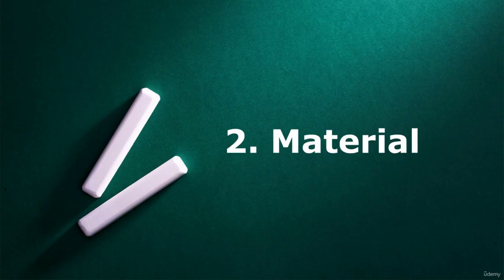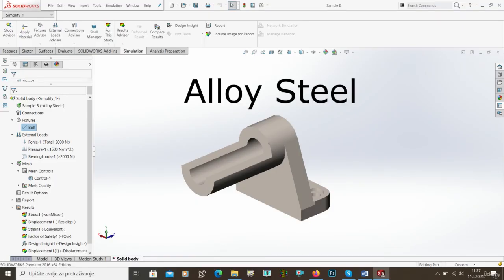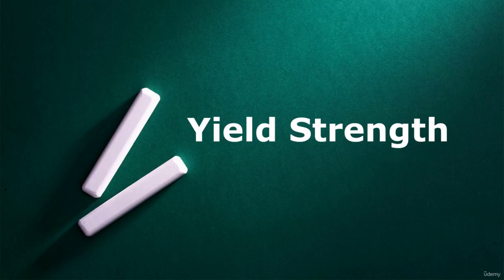So after the preparation of our model, we can start with our study analysis. The first step is to apply material. In our case, we're going to use alloy steel. When you choose material, you have to look at the mechanical properties of the materials, especially at the yield strength. This is the point where material starts to behave plastically, and this is not what we want.